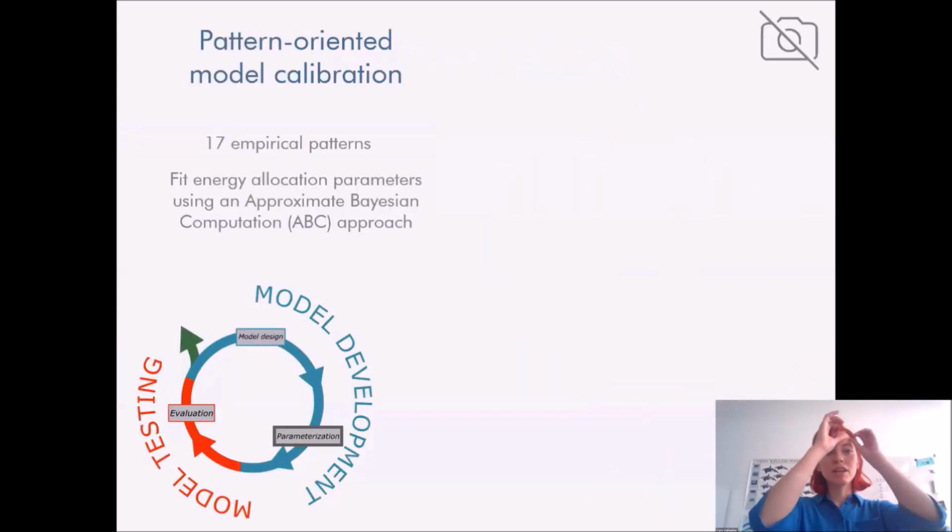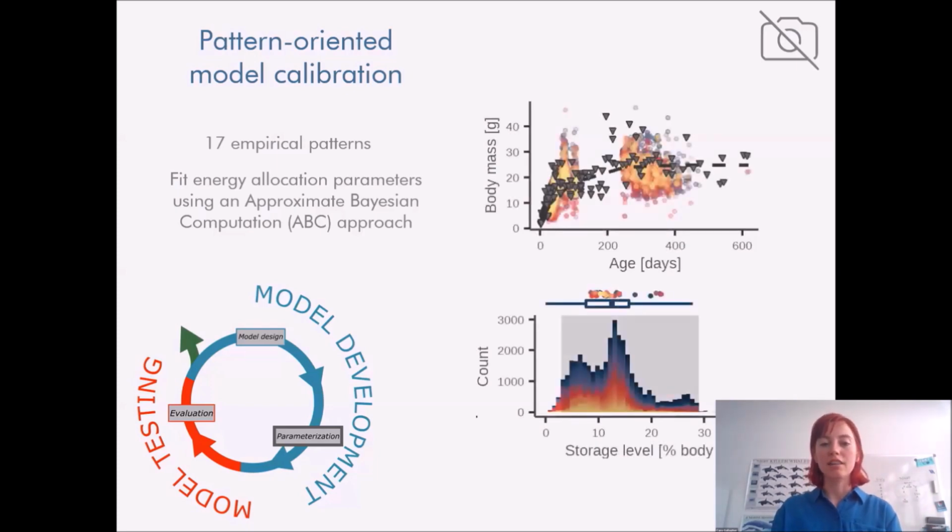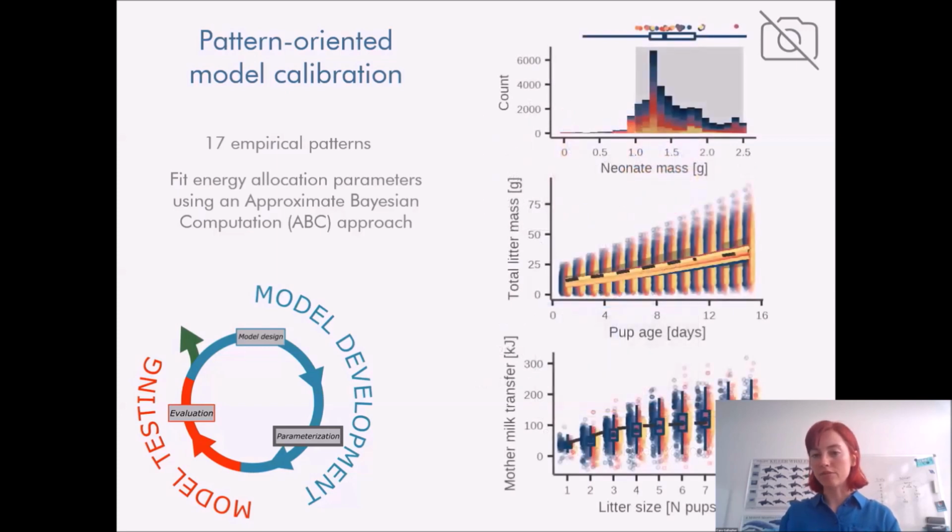And so for this model, we again calibrated it. We did this using approximate Bayesian computation, as I mentioned. For this, we used 17 different empirical patterns that we had. These were things like how total body mass varies with age or storage levels of animals. Additionally, a lot of reproductive patterns, things like neonate mass, the total litter mass by the age of pups, and things like mother milk transfer depending on her litter size. So we had a lot of different patterns, and then we used that to calibrate the model.